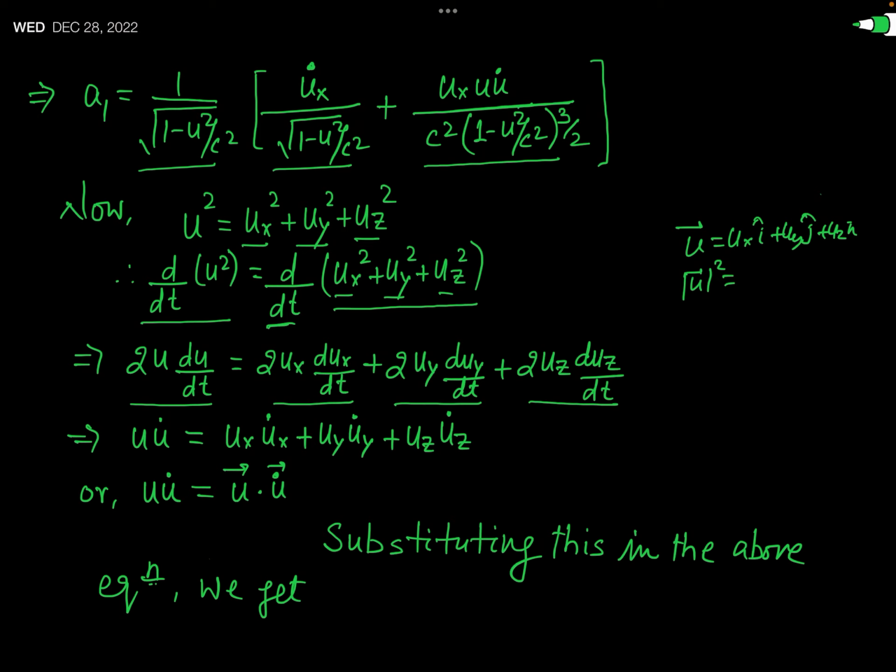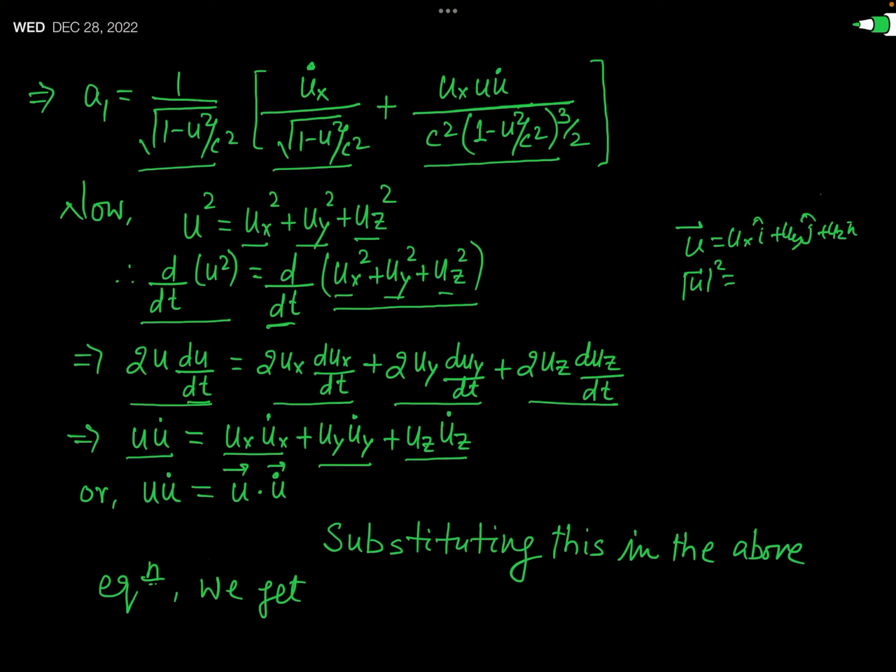Okay, now as you can see, 2 is a common factor as it is present in each term, so 2 will cancel out, and du by dt is written as u dot. So this is u times u dot. Again dux by dt, this is ux dot, so this is ux times ux dot. Similarly, this is uy times uy dot, and this is uz times uz dot.